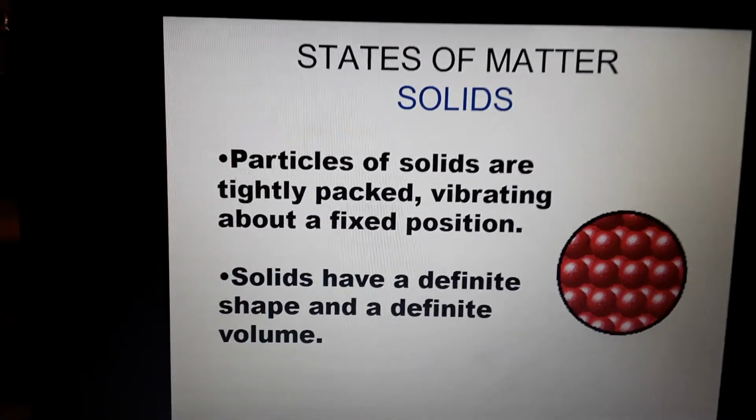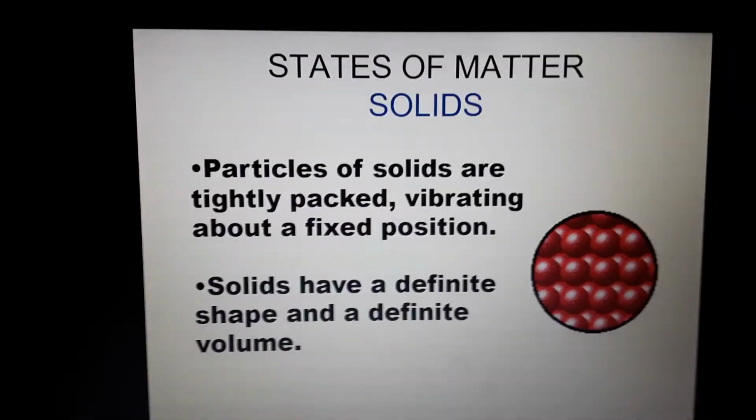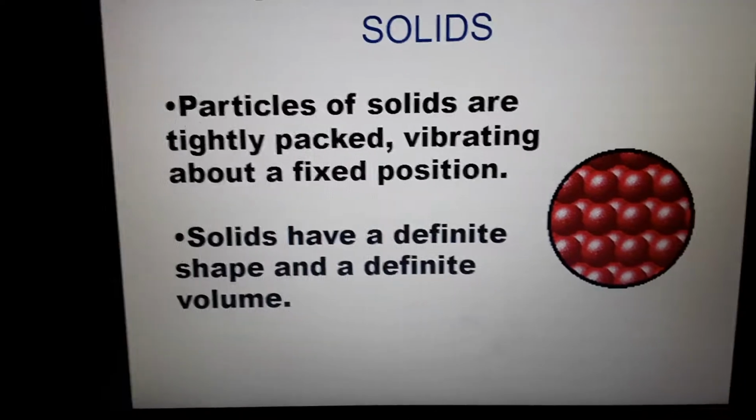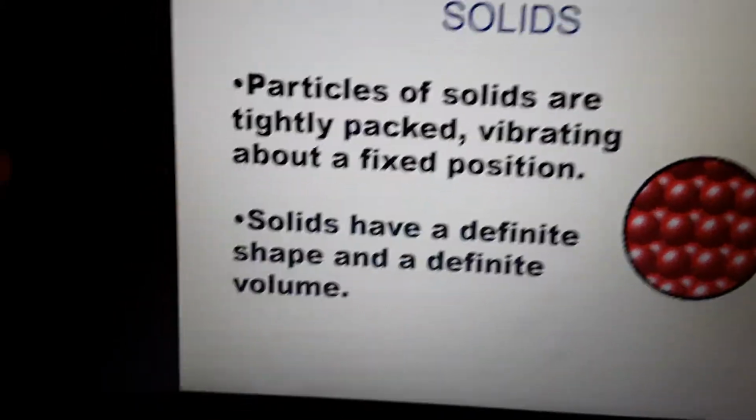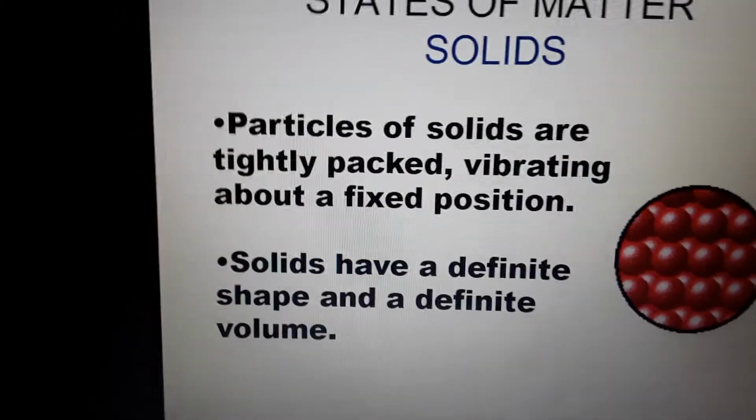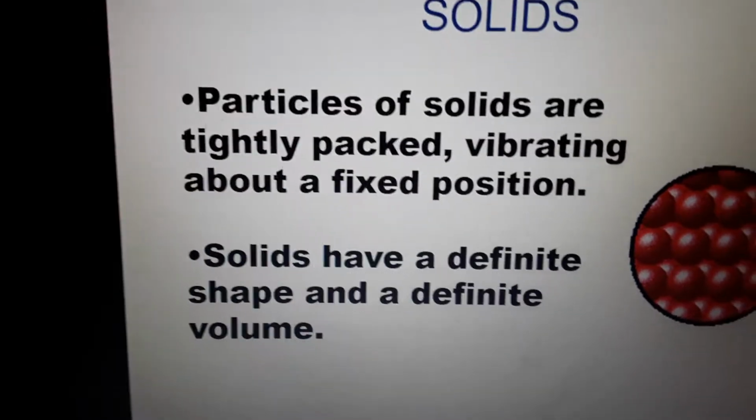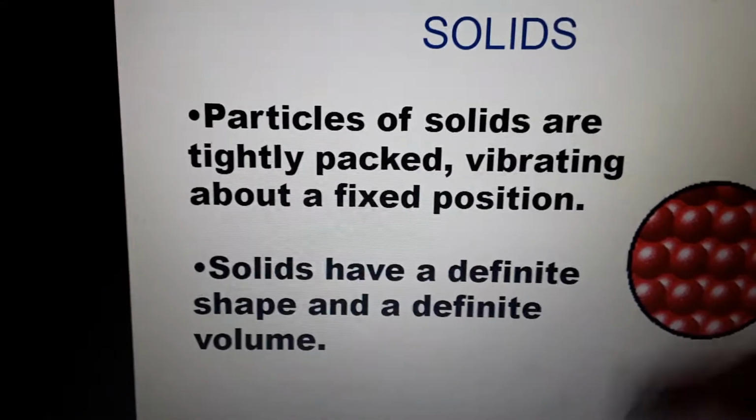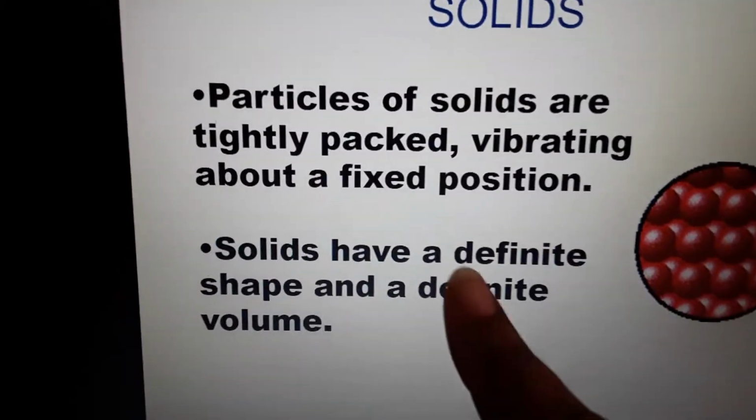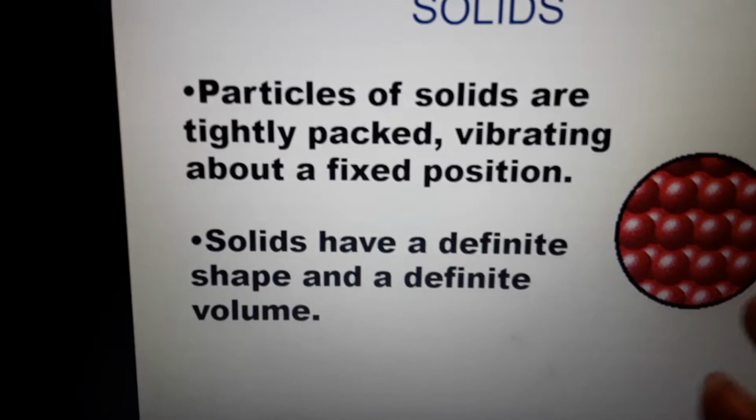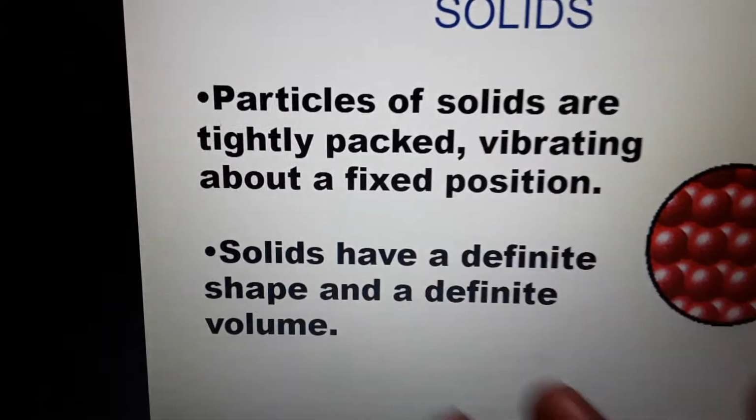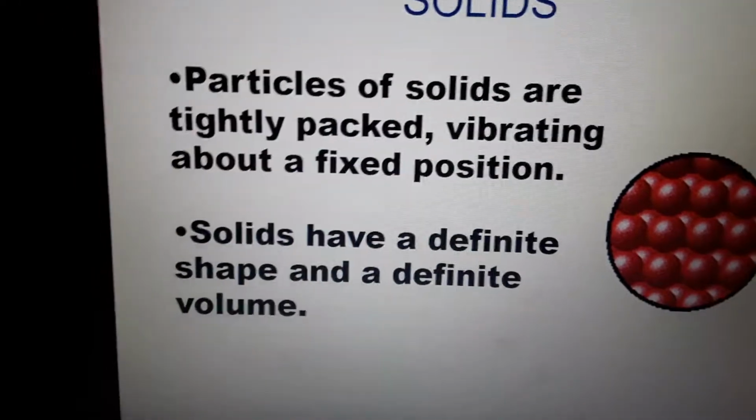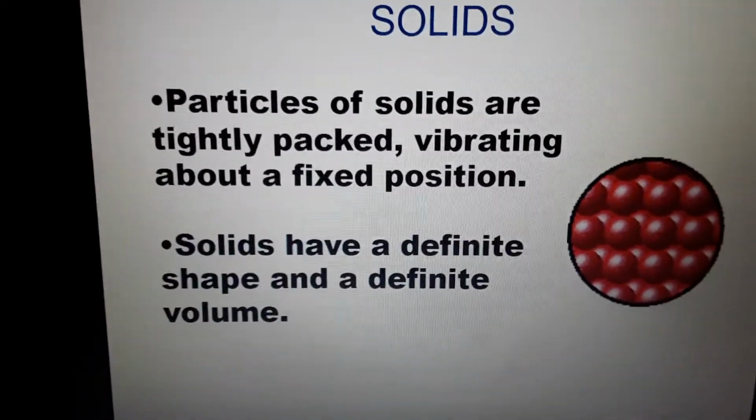So we have the first state, which is solids. Of course, we know what solids are. Anything that is a chair or a desk or a cup. Those are all solids. The important thing to remember is that the particles are packed tightly, so they're in a fixed position. They have a definite shape, definite volume. So when they're testing you, think about your particles being tightly together in a certain position. That's what makes it a solid.